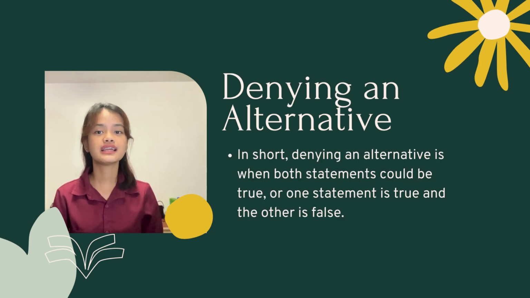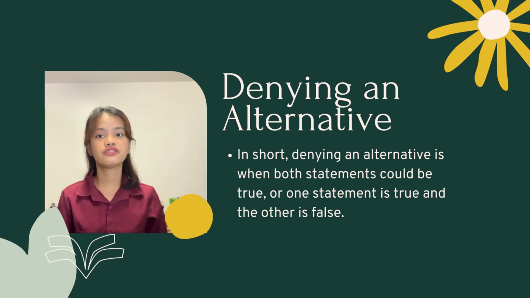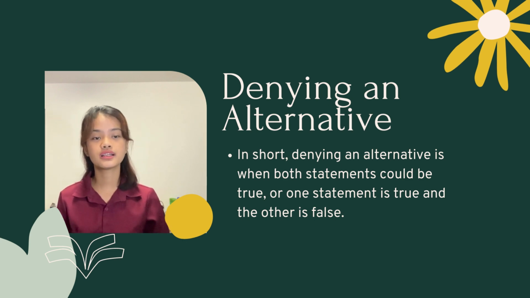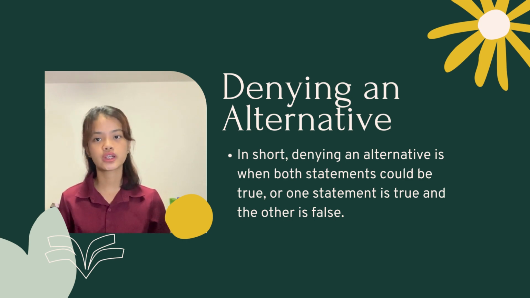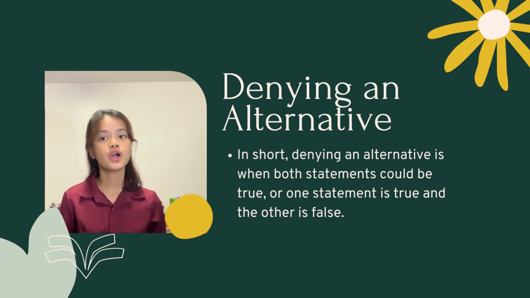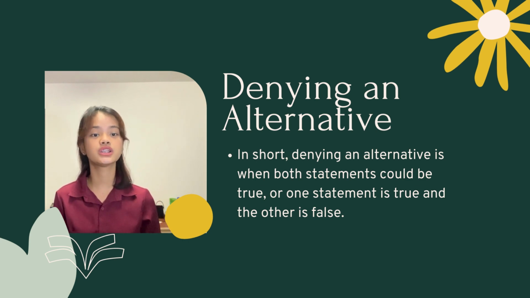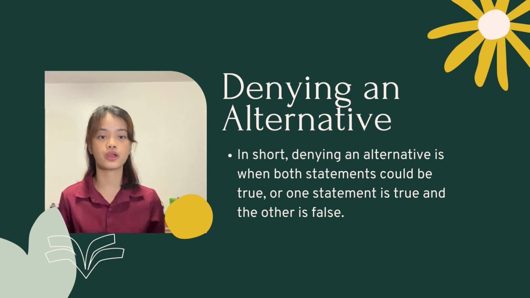Moving on, the second type of an invalid argument form is denying an alternative. If you know that a statement is true, you can conclude or infer na yung isa pang statement ay false, because alternation is true kahit both alternants are true or kahit isa lang sa kanila yung true. In short, denying an alternative is when both statements could be true or one statement is true and the other is false, as long as hindi sila parehong false.